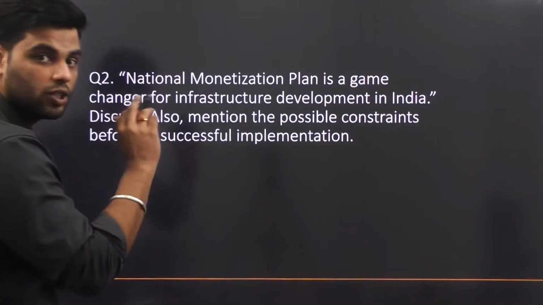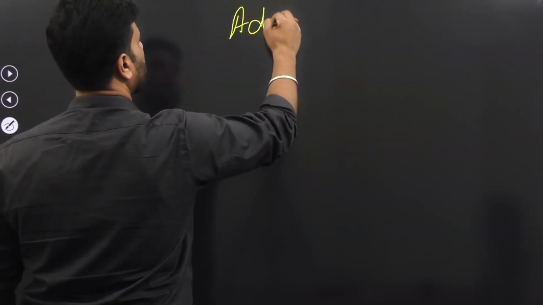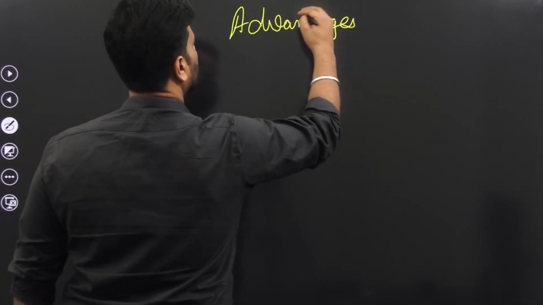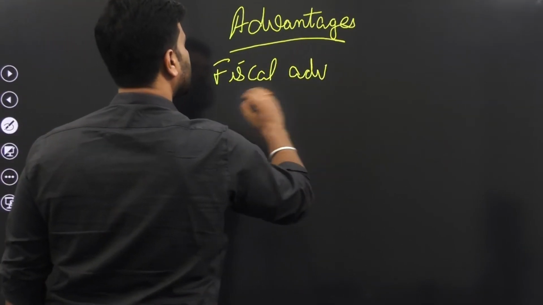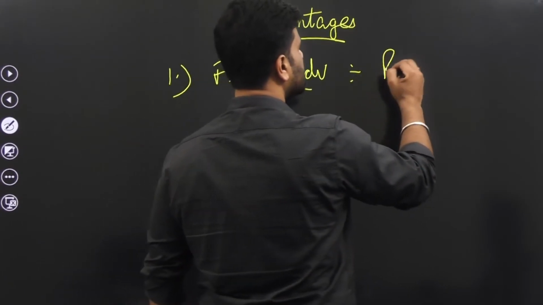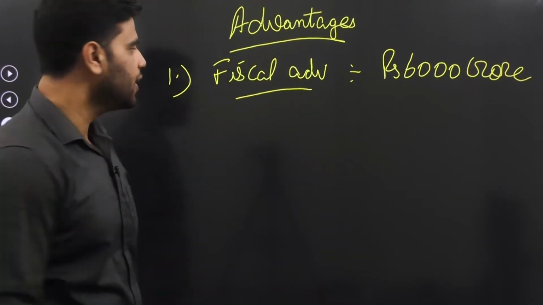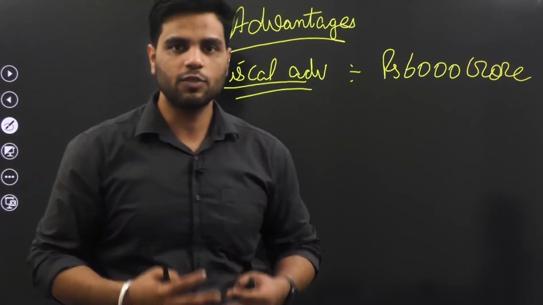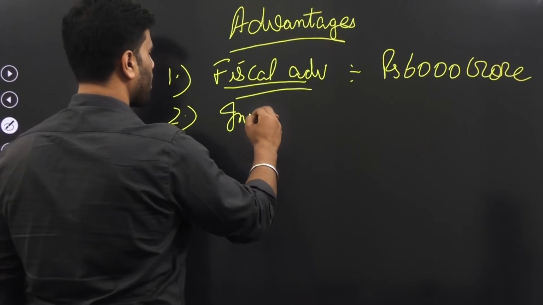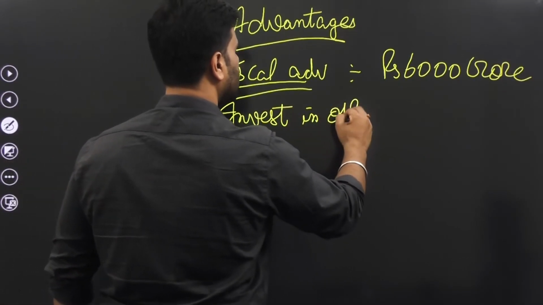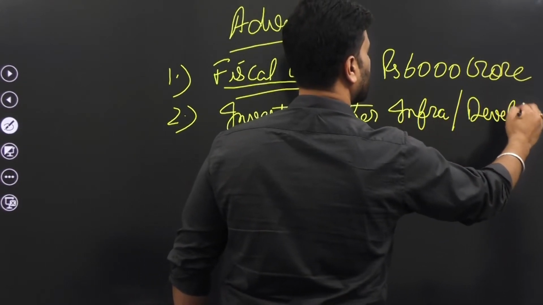Well, let's talk about advantages. Advantage number 1, fiscal advantage. They say that government would earn around 6,000 crore rupees by monetizing these assets. Right? So, fiscal advantage, government will receive this money, and government can use this money to invest in other infra/developmental assets.